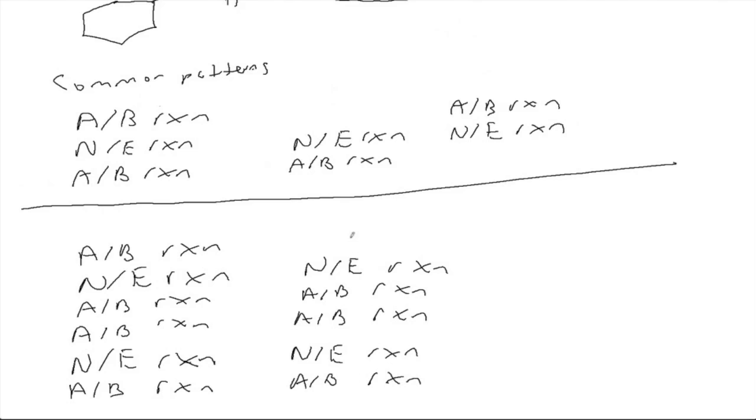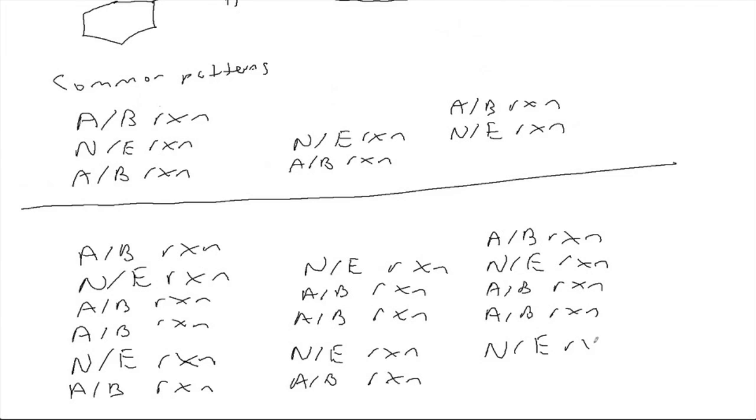Here's another pattern. Sometimes you already have good nucleophiles and electrophiles at the start, so you don't need the first acid-base reaction. And here's another pattern. Sometimes after the nucleophile-electrophile reaction, the main molecule already has no charge, so then you don't need an acid-base reaction to get rid of the charge. So these are the common patterns when there are two nucleophile-electrophile reactions.